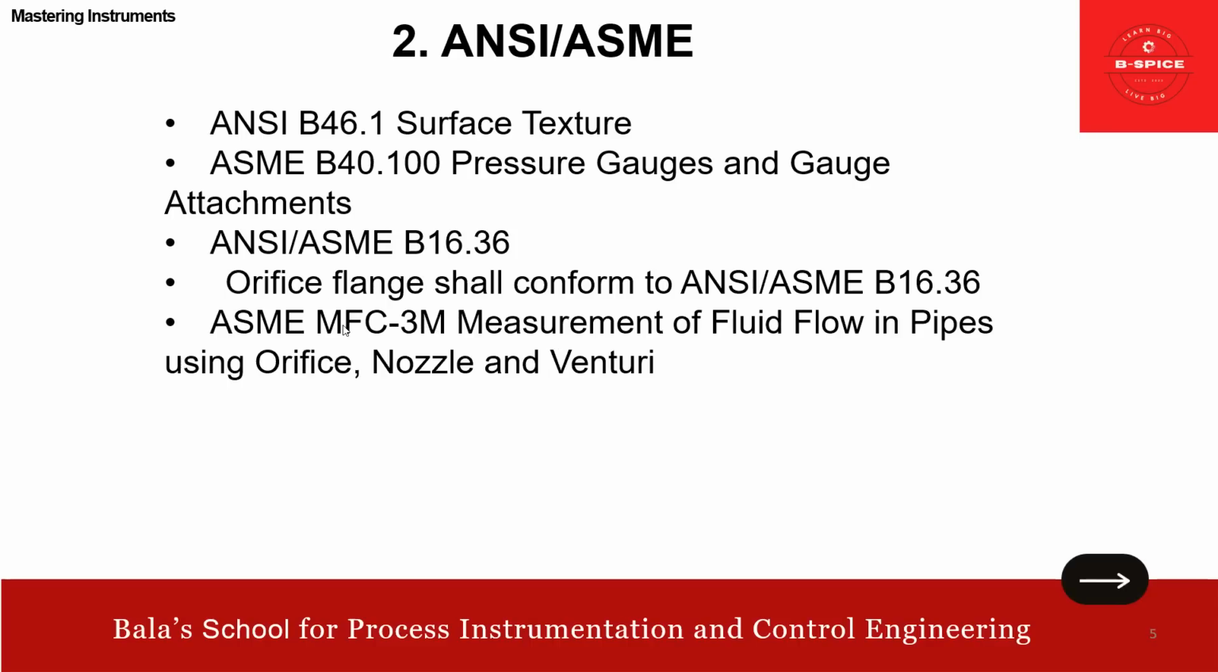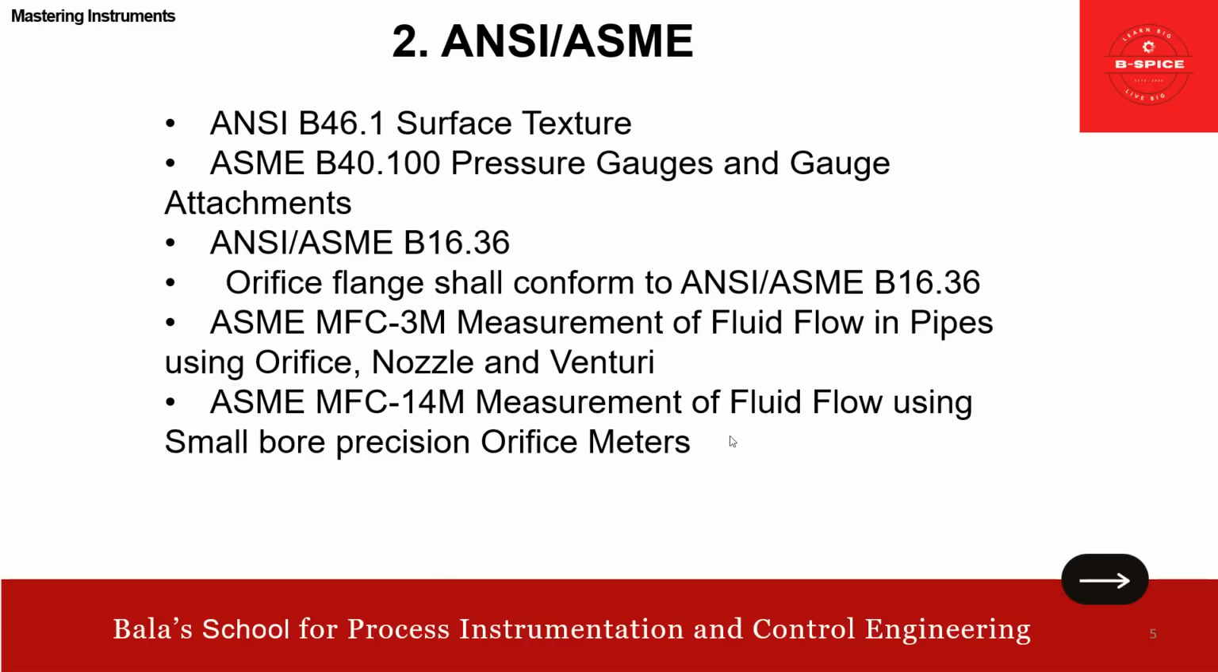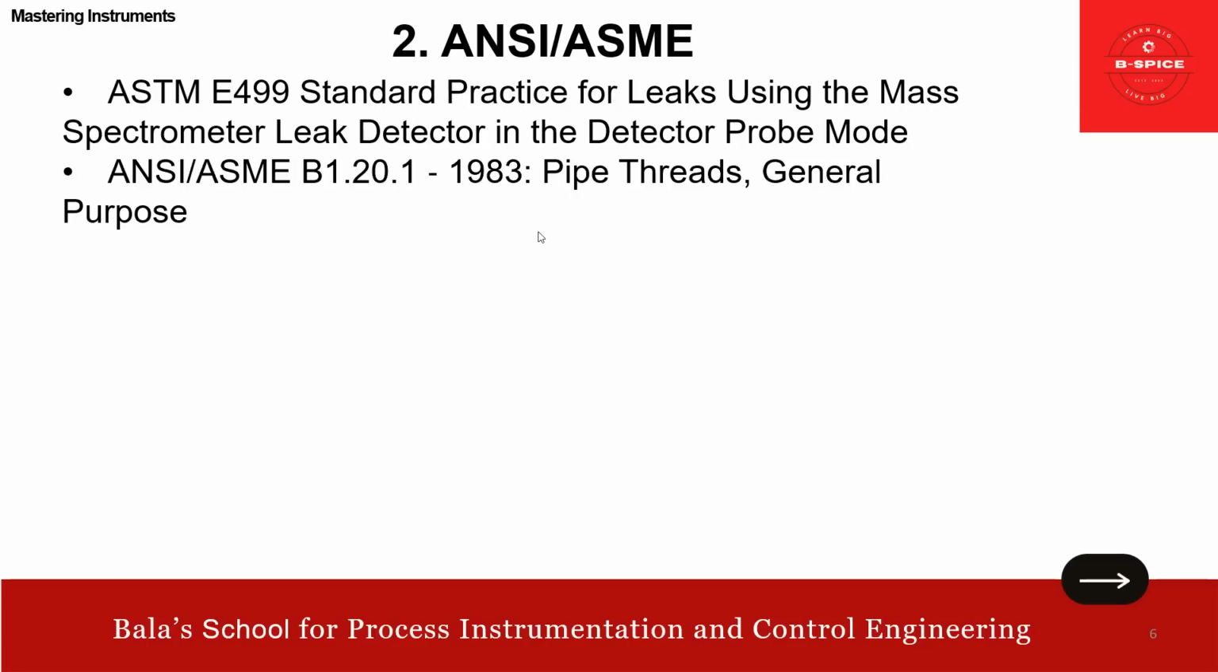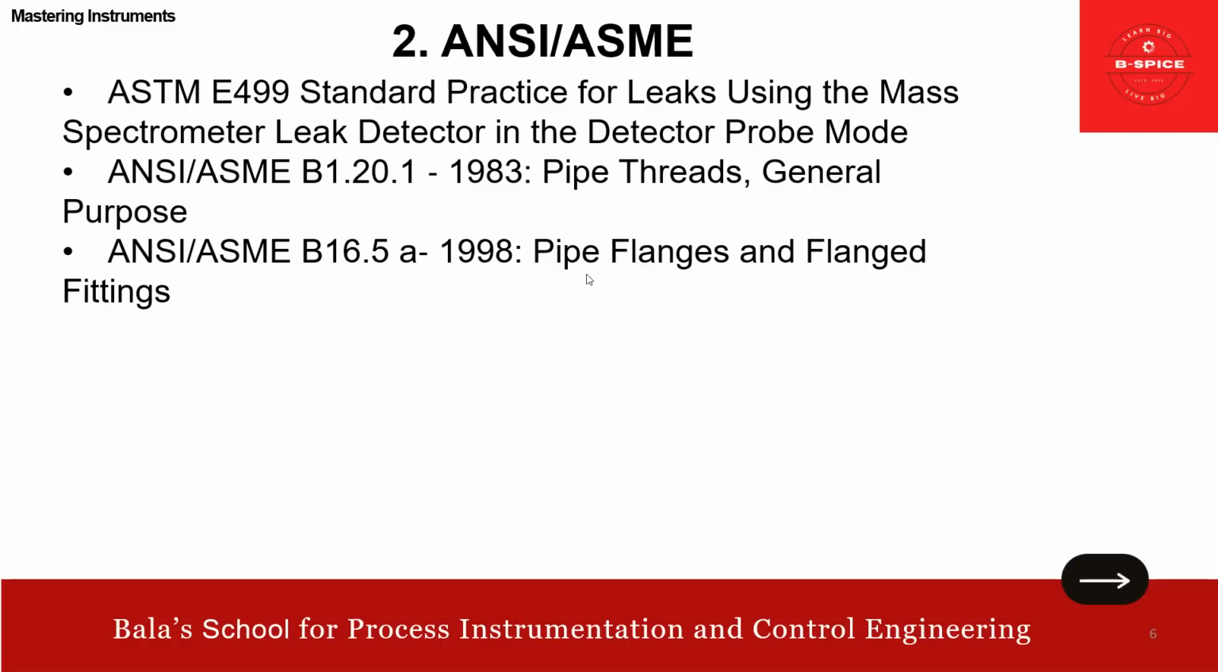Then ASME MFC-3M focuses on measurement of fluid flow in pipes using orifice, nozzle, and venturi. Then MFC-14M talks about measurement of fluid flow using small bore precision orifice meters. ASTM E499 is a standard practice for leak testing using the mass spectrometer leak detector in the detector probe mode. Then ANSI ASME B1.20.1. I think it is getting repeated, never mind. It talks about pipe threads, general purpose.